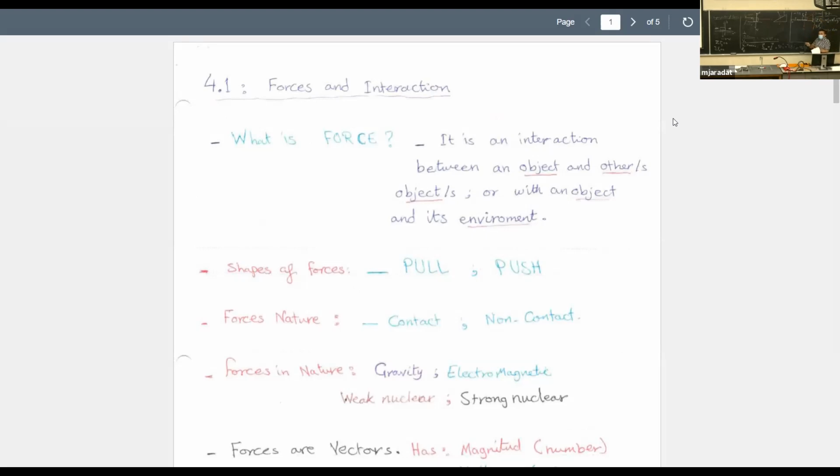Not with the x-axis, but with the direction of the angle. Sometimes the angle is with the y-axis. Now, sine 30.